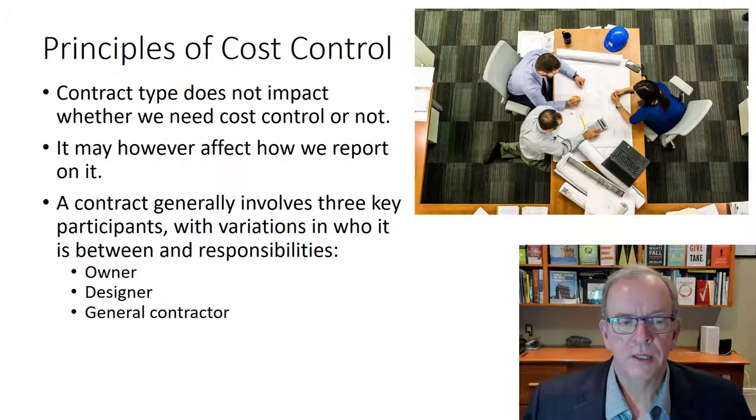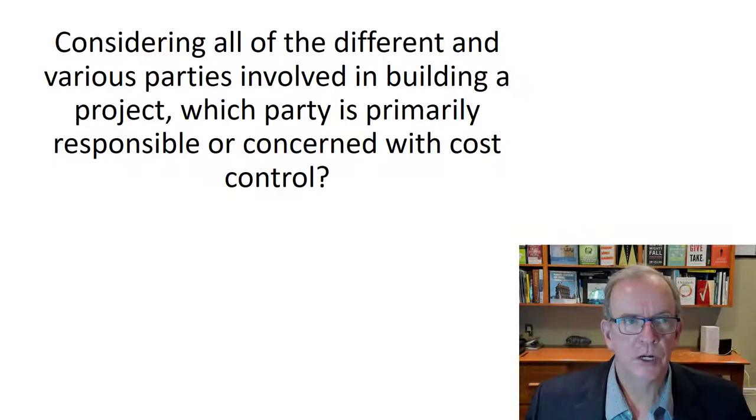Of course, at the next level down, we're going to have general contractors and suppliers and subcontractors. And then subcontractors are also going to be involved in their own cost control. So there are different levels in the structure and in the reporting structure.